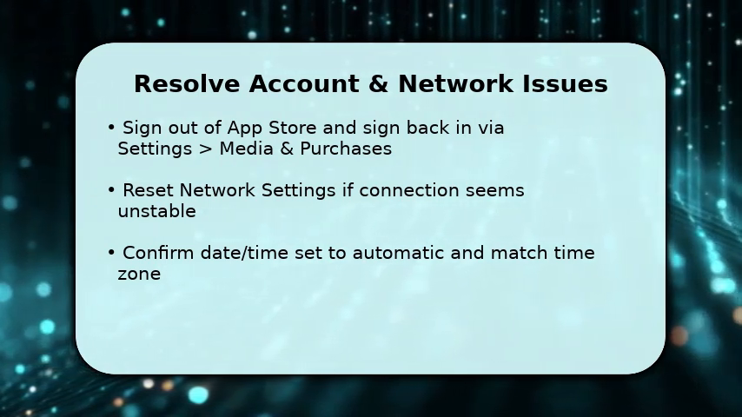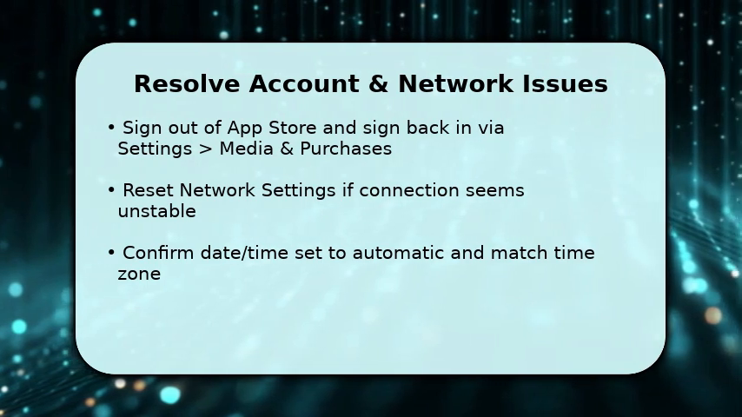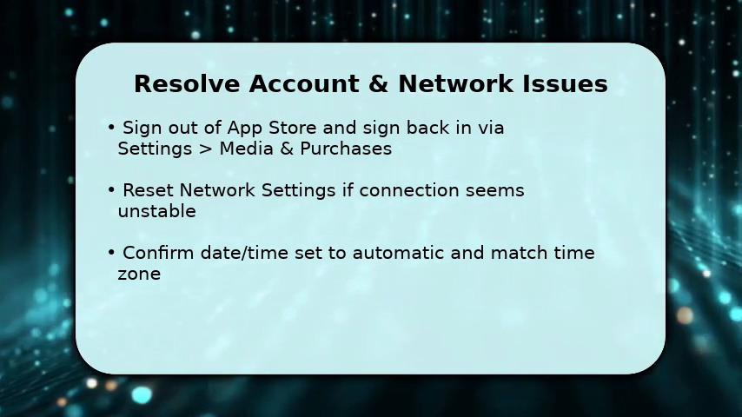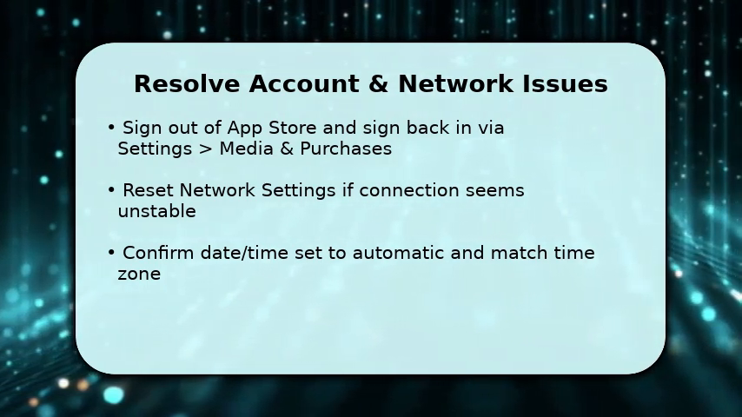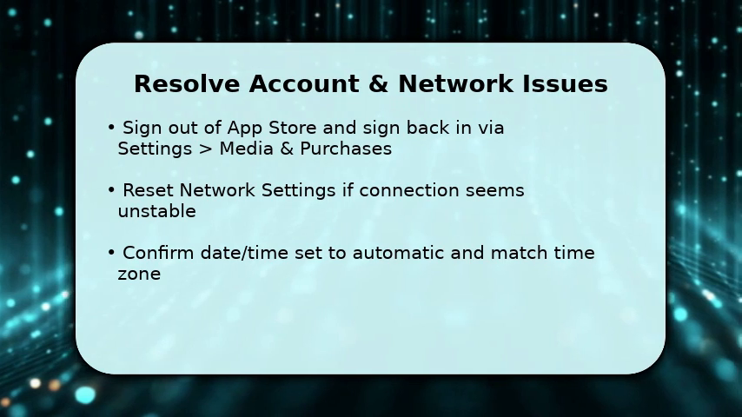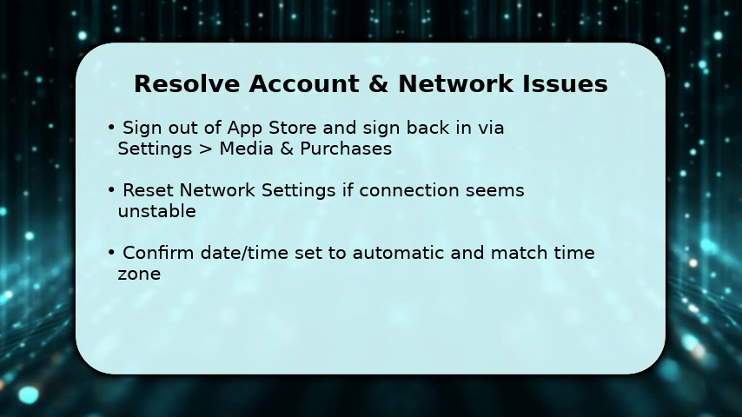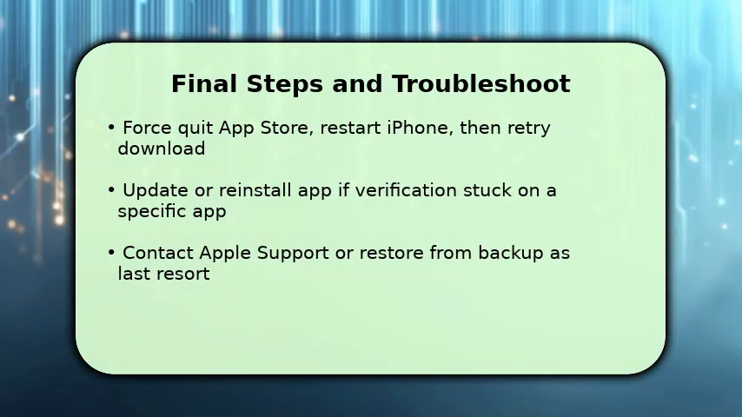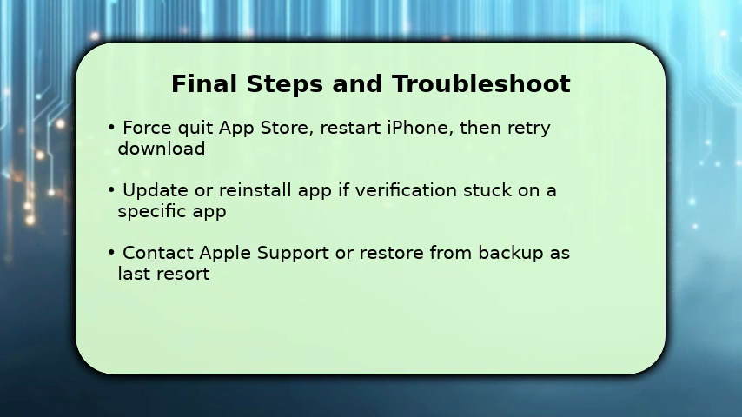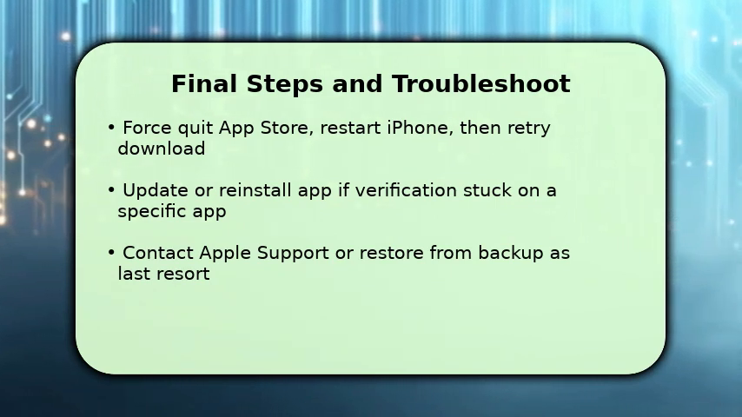If you use a VPN or third-party DNS, temporarily disable it. Often those interfere. Each action targets common verification failure causes, so proceed step by step, and you end by force quitting the App Store, restarting your iPhone, and attempting the download again. A reboot clears transient authentication states.